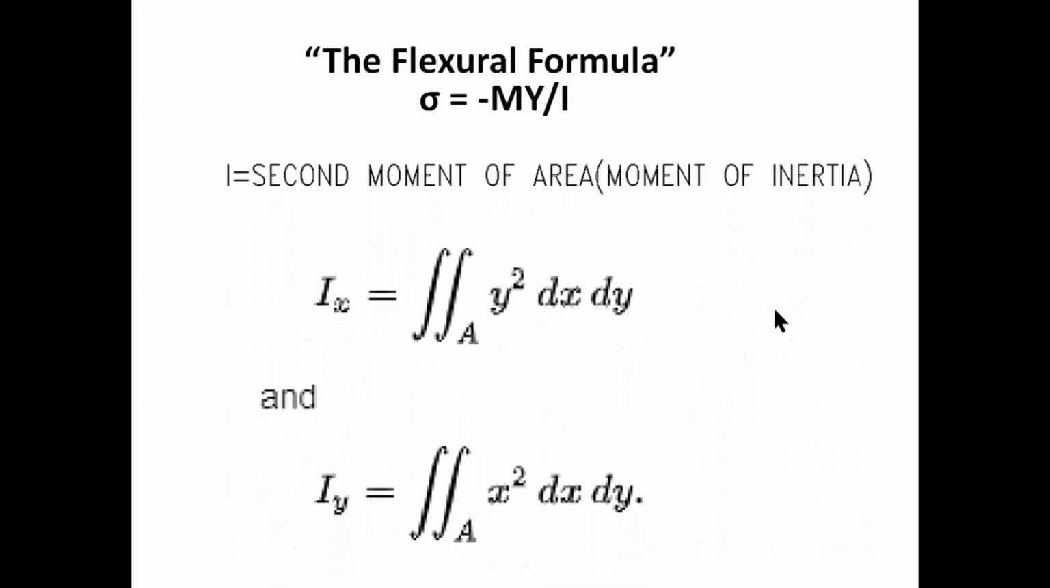I is the second moment of area or moment of inertia. It is basically the section property which helps to resist bending. So it's a measure of the section's ability to resist rotation about the major or minor axis.